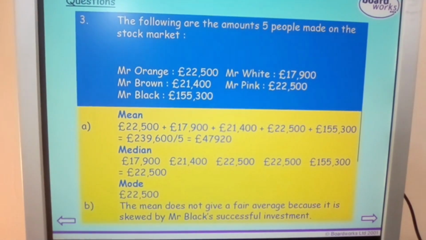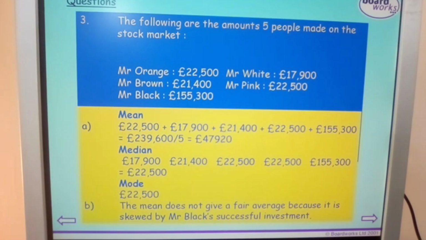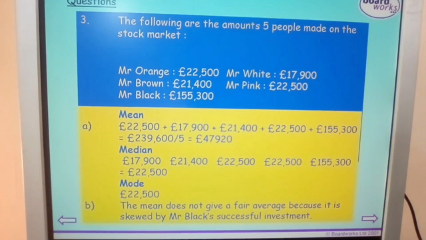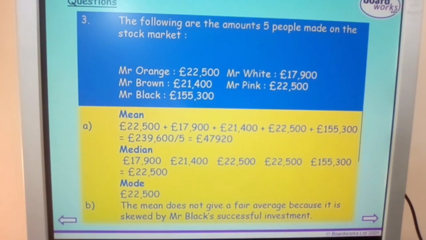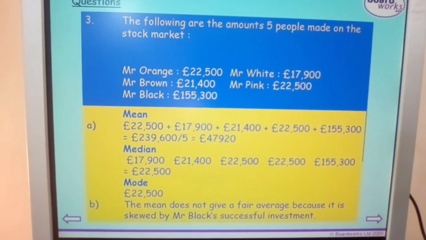You can see that we have the mean, median, and the mode. And you can see the mean does not give a fair average because it is skewed by Mr. Black's successful investment.